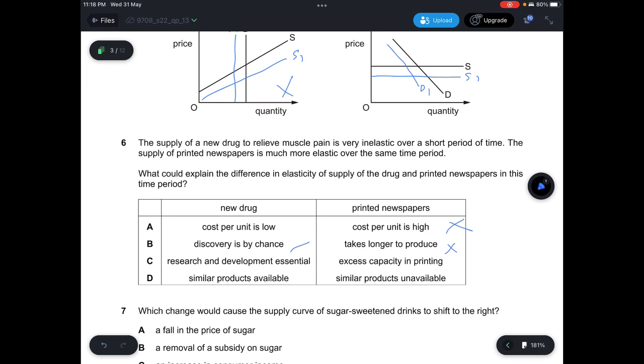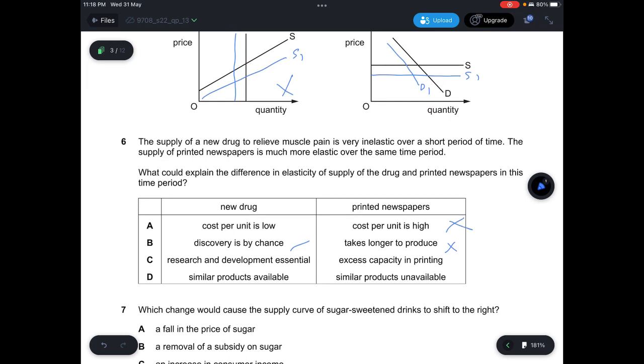C, new drug, it says research and development essential. Yes, that's correct. And printed newspapers, there's excess capacity in printing, which is correct. So the answer should be C, but let's look at the other options that we have here.